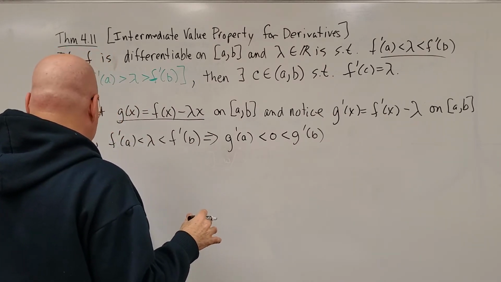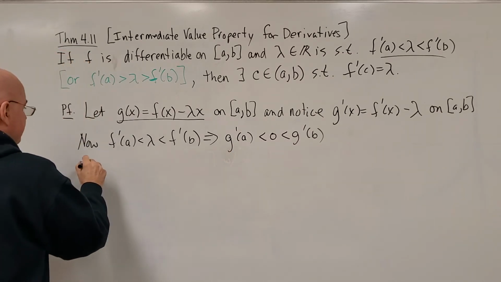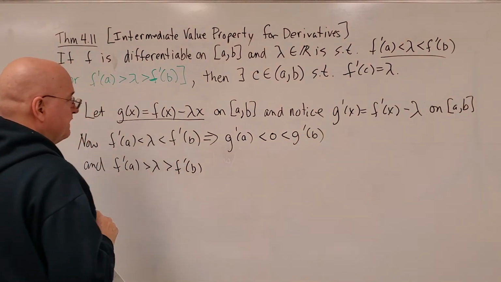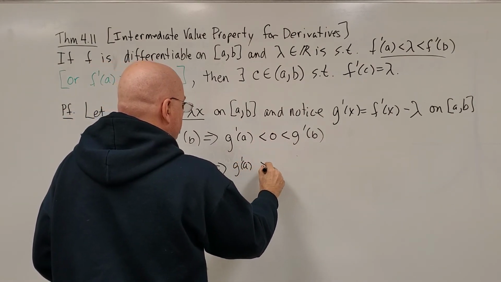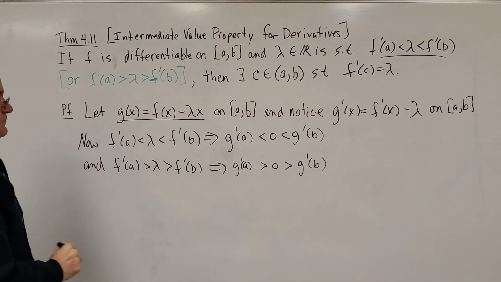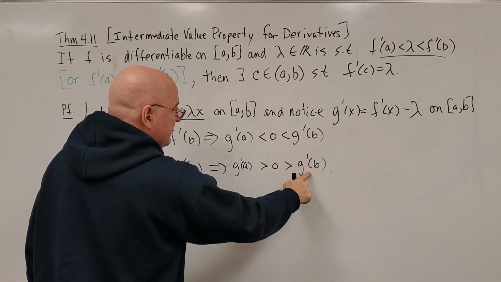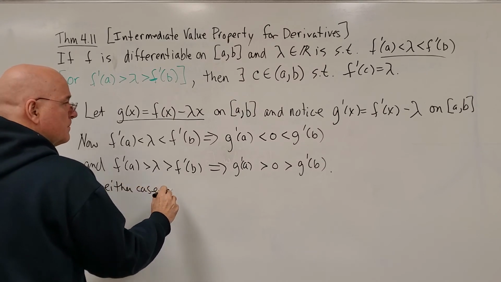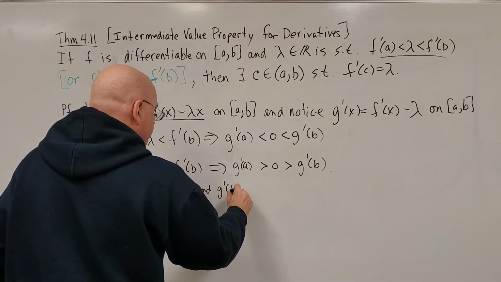f prime of b minus lambda is just g prime of b. Before I make any concluding statements, let's just notice that for the other case, f prime of a greater than lambda greater than f prime of b implies, just switch the less thans into greater thans. Well, in either case, we get a positive number, a negative number, and a positive number, or a negative number and a positive number. So in either case, g prime of a and g prime of b have opposite signs.